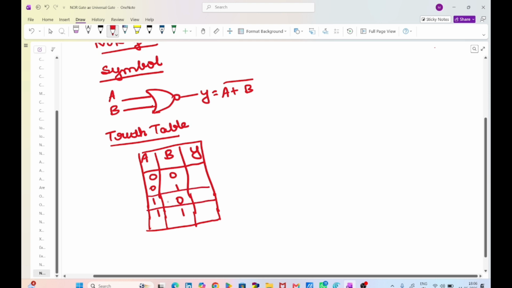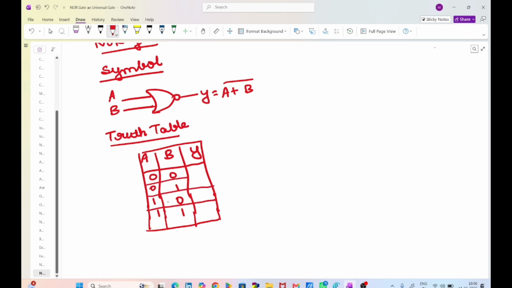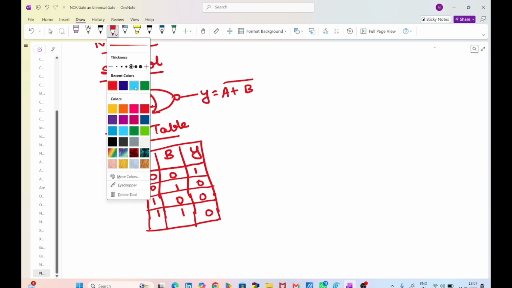We know that in the NOR gate, the output is 1 when both inputs are 0, 0. For 0, 1 the output is 0. For 1, 0 the output is 0. For 1, 1 the output is 0. Now let's realize the NOT gate using the NOR gate.